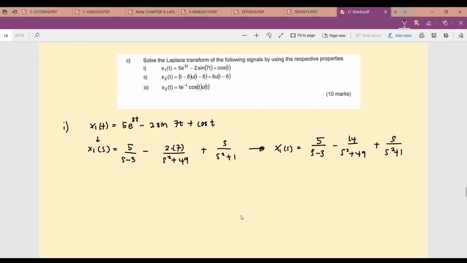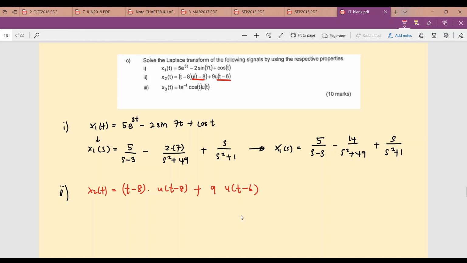Okay, number 2. Number 2 belum jumpa lagi number 2 kan, contoh ni. Okay, number 2, kalau perasan this one ada u kan. Ni saya kata kat sini lah kegunaan u tu tadi. Sebelum ni tak guna pun u. So u sini dia punya masa shift sebanyak 8. This one dia punya masa shift sebanyak 6. So x2(t) is actually t minus 8, and then u(t minus 8) plus dengan 9 u(t minus 6).